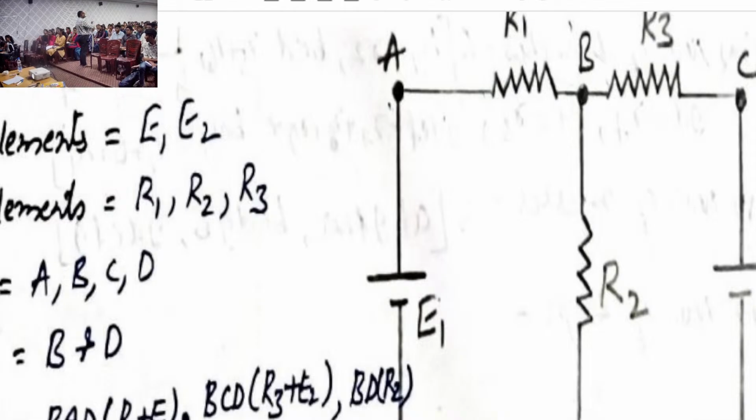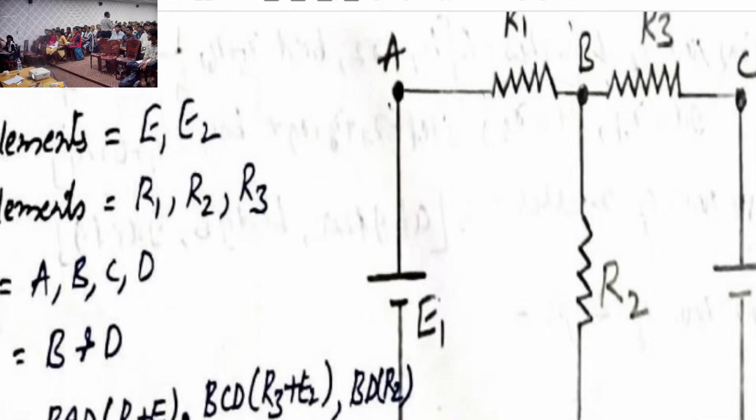Which are giving power to the R1, R2, R3 bulbs? That is called active elements. So how many active elements are present in the circuit? Two. What are they? E1, E2.